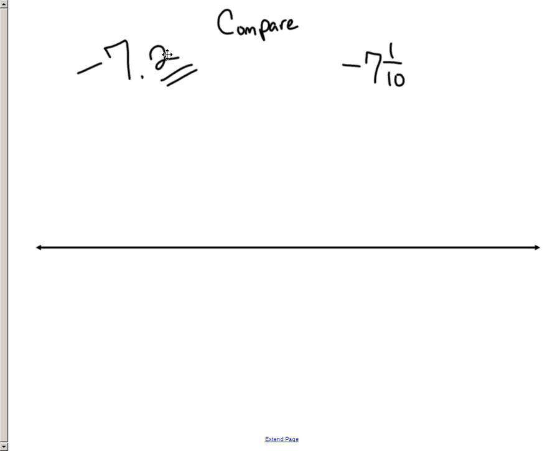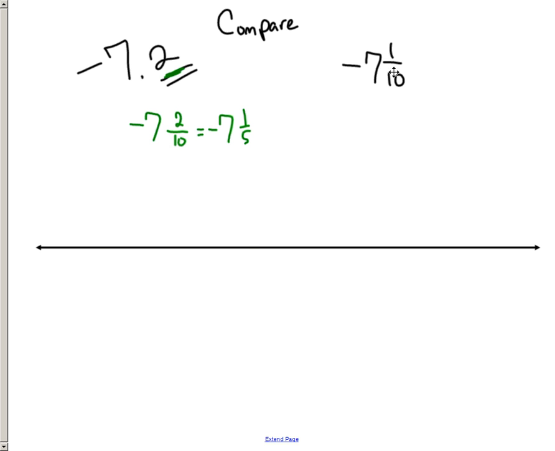Let's take a look at this one. Can I compare -7.2 and -7 and 1/10? Well, we just finished a lesson about how we can convert a decimal into a fraction. You look at the last place value, this is a tenth, so it's -7 and put a 10 on the bottom and 2 on top. Well, that's the same as -7 and 1/5. See why we want to simplify? Counting by fifths is a lot easier than tenths.